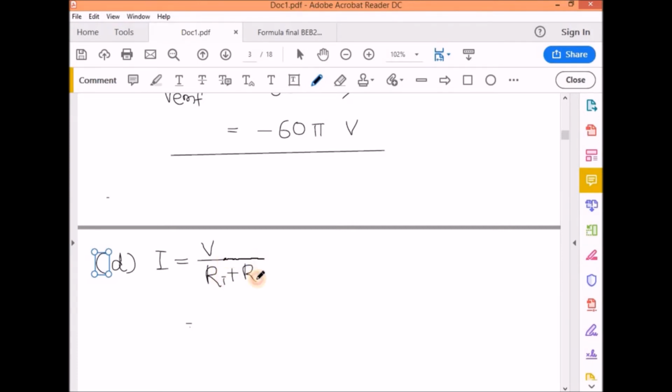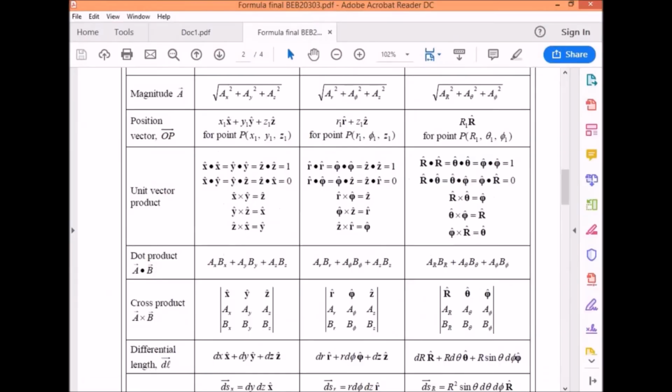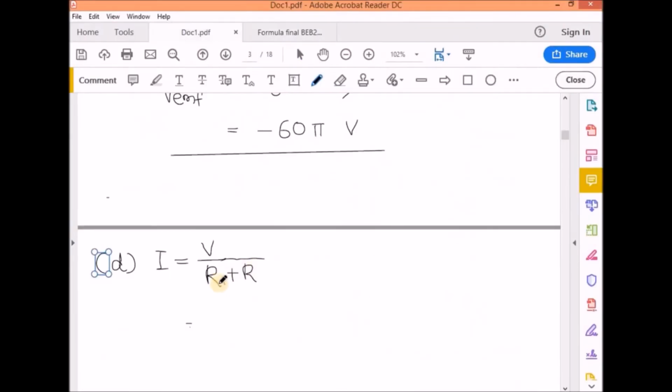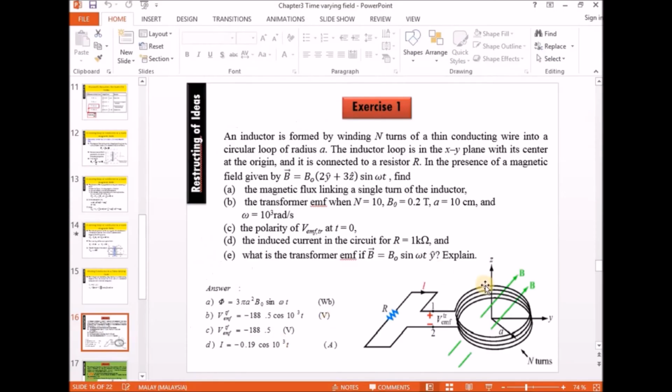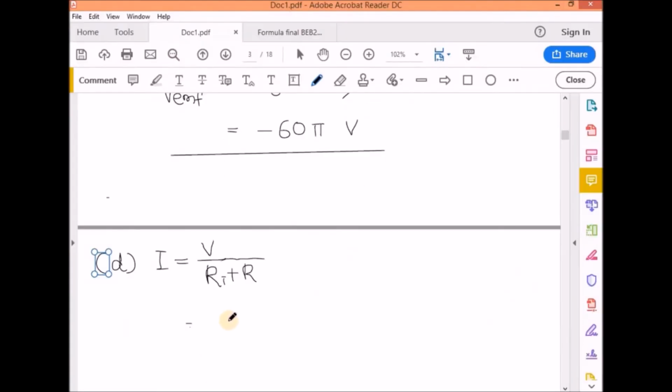So actually this R represents the R that is directly connected to the loop. And this Ri is the internal resistance of the wire. So if the question didn't say anything about the internal resistance, just assume it to be 0. Okay, everyone likes 0, right? No, I don't like it. Okay, so I want to try this one, EMF.